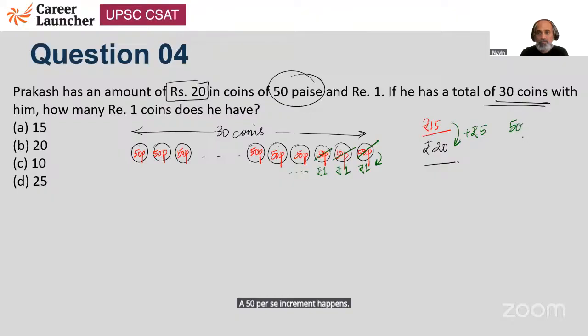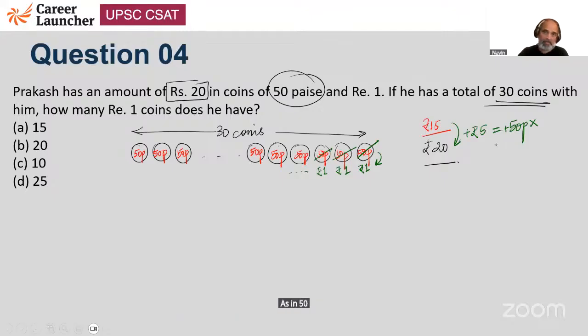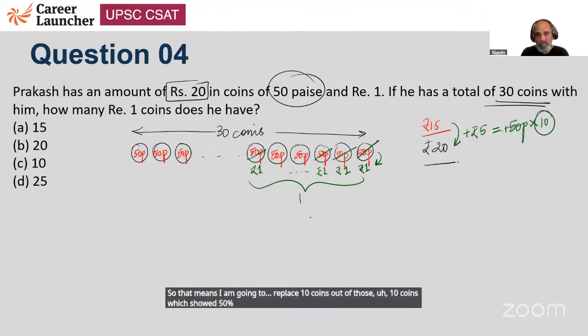If I want 50 paise increment, then how many increments will take me to 5 rupees? As in 50 paise, how many times becomes 5 rupees? So it's going to be 10. So that means I am going to replace 10 coins out of those coins which showed 50 paise now to 1 rupee.